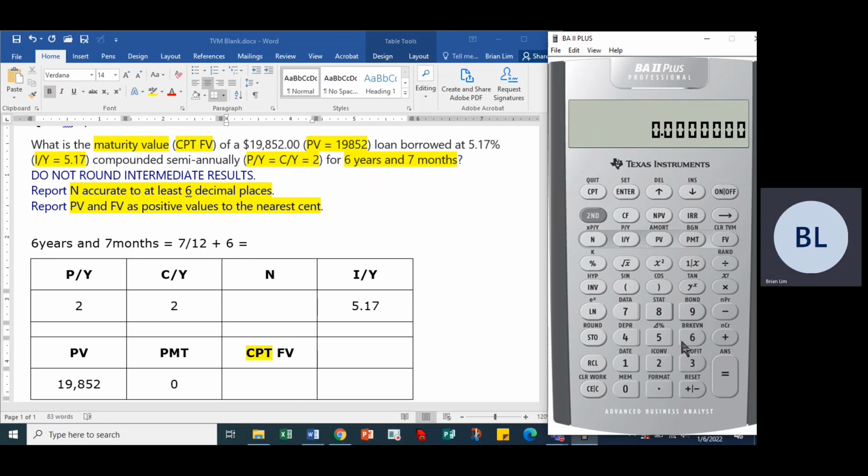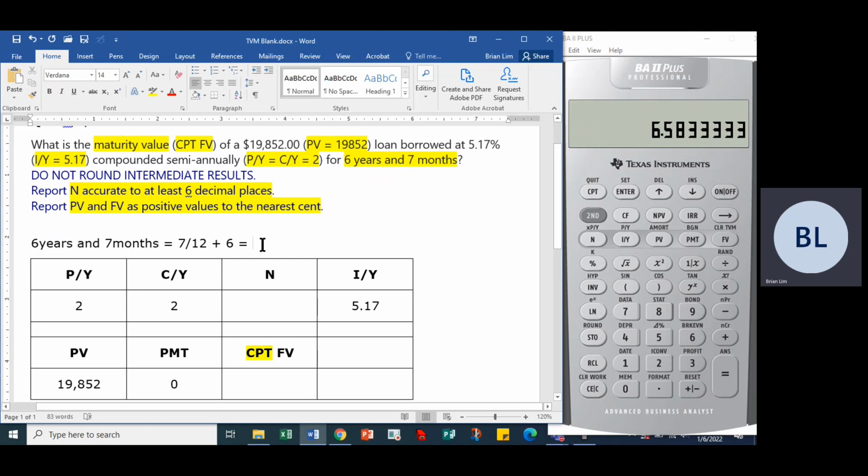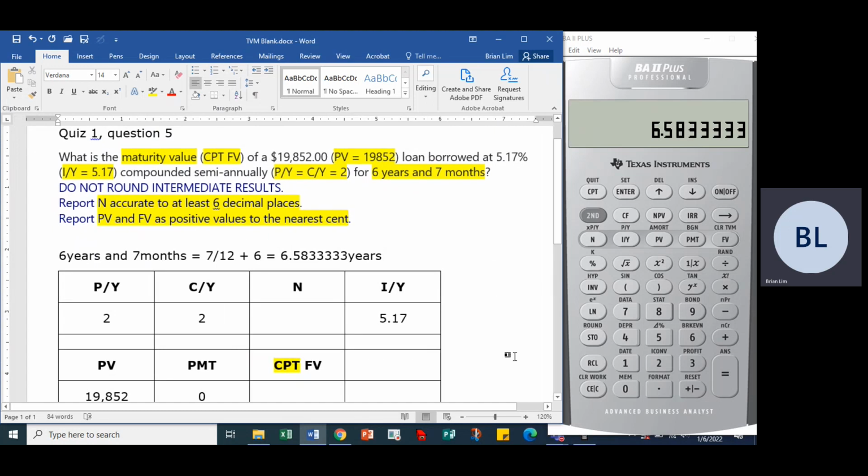So how do we calculate that? Well, we go 7, we divide by 12, and we add 6. We press equal, and that number is 6.58 and lots of 3s, 1, 2, 3, 4, 5 3s. Okay, so that is the number for the number of years. This is years as a decimal rather than a mixed number, 6 years and 7 months.